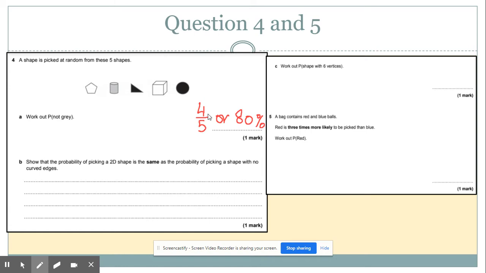You have to give it in either fraction, percentage, or decimal. Both answers were right. Show that the probability of picking a 2D shape is the same as the probability of picking a shape with no curved edges. So now it says show. You can't just talk, you have to show with the probability that this is the same. Picking a 2D shape. 2D shapes are flat shapes. How many flat shapes can you see? This one, and this one.